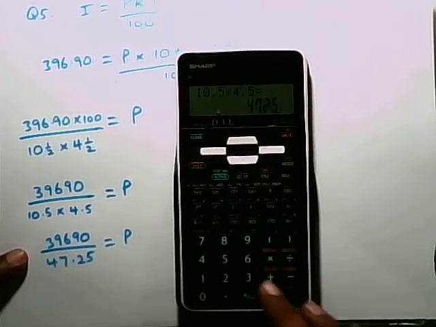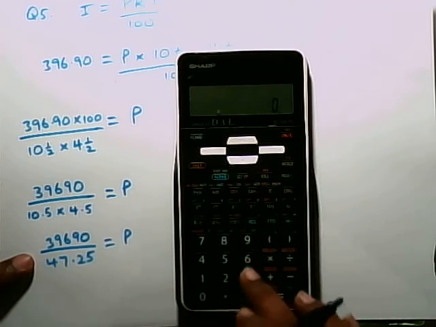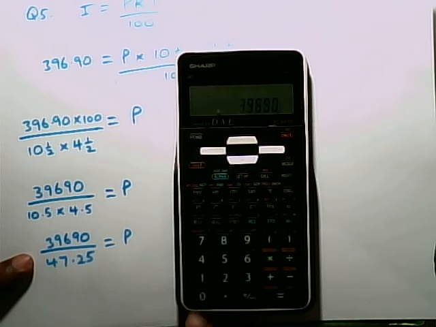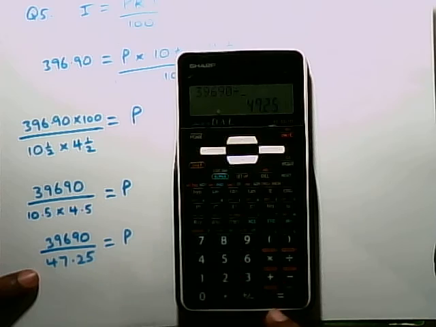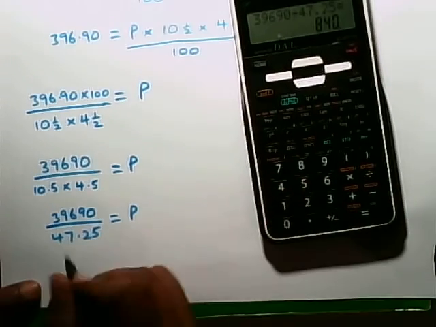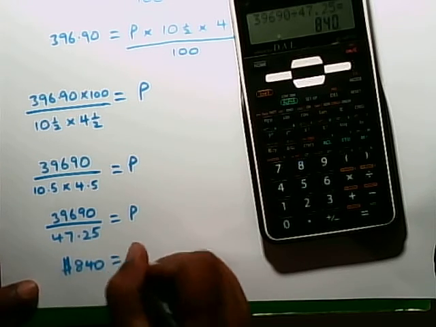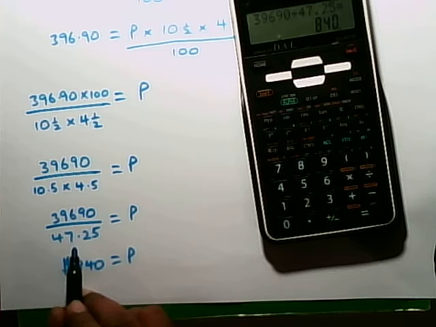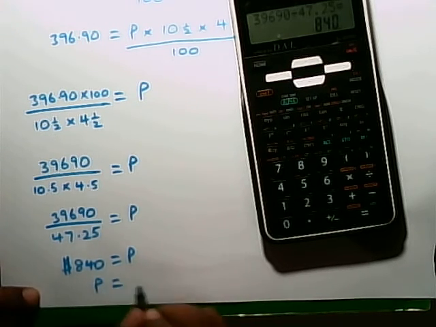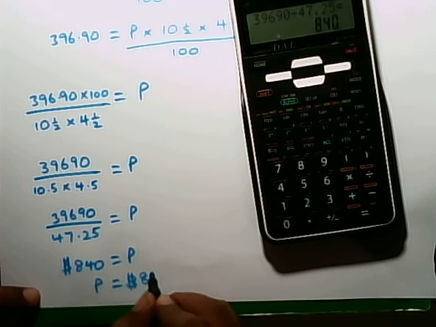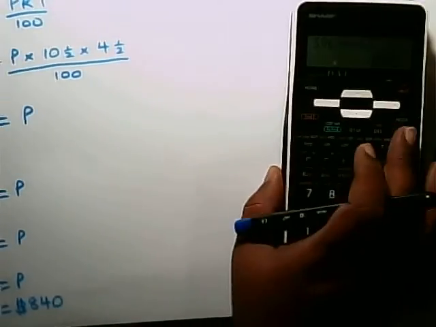So now we clear our calculator. Now 39690 divided by 47.25. We end up with 840. So I was just showing you that you could use decimals or fractions. You'll still get the right answer. Either one will work. That's the purpose of me showing you decimals, just to show you that it could work this way too.